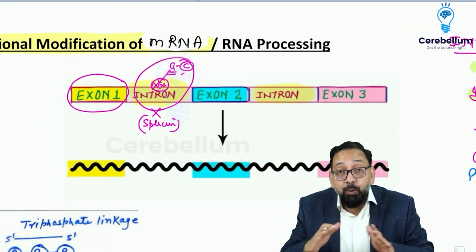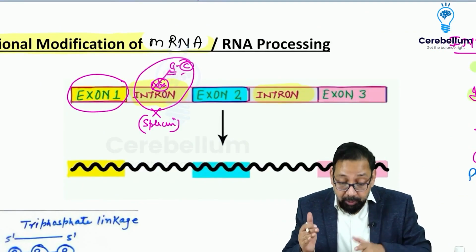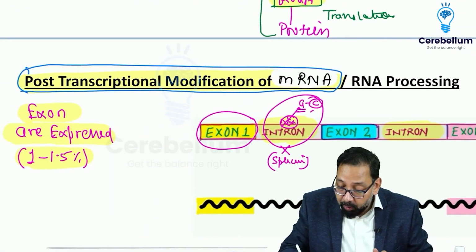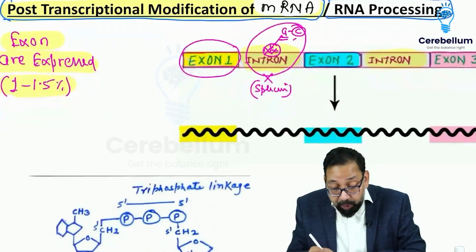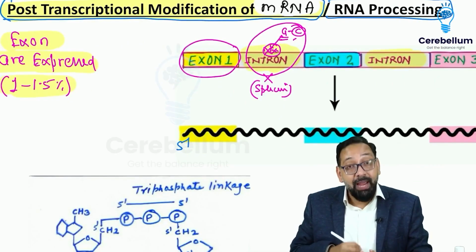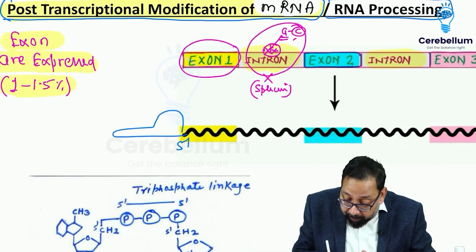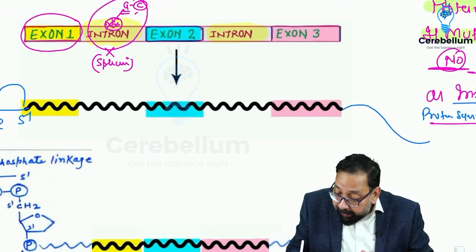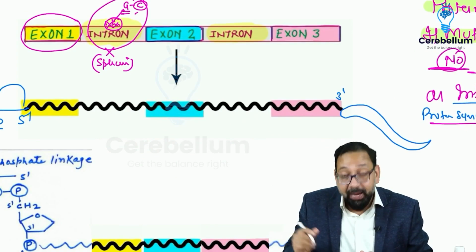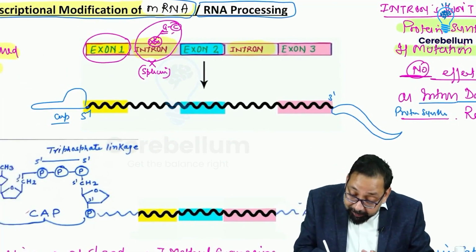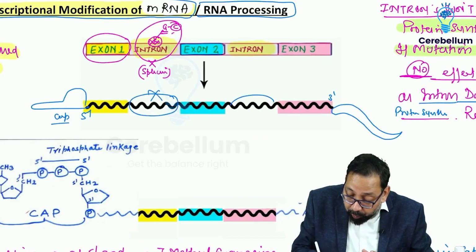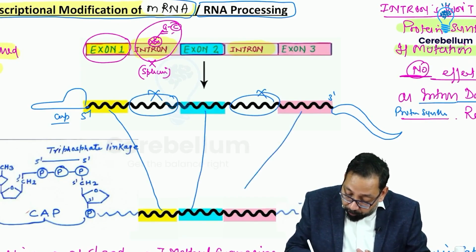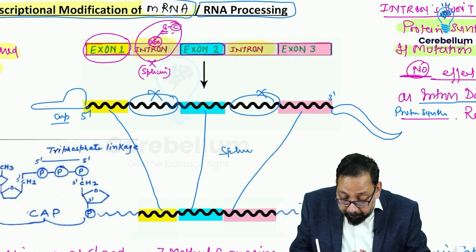Other than this removal of introns, there are a few modifications. Those are called post-transcriptional modification of messenger RNA, or RNA processing. First modification: at 5' we add a cap. At 3' we add a poly A tail. And the introns are removed. Removal of introns means exons are joined and introns are removed. This is called splicing.